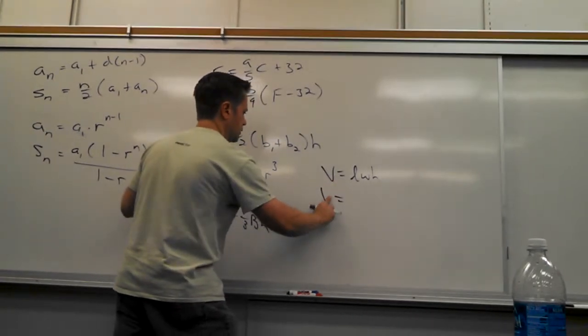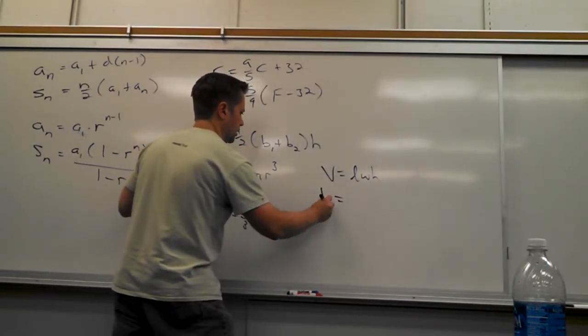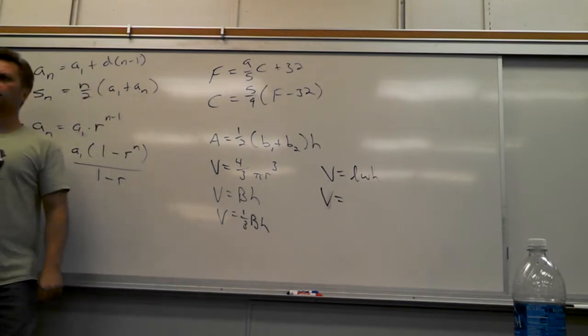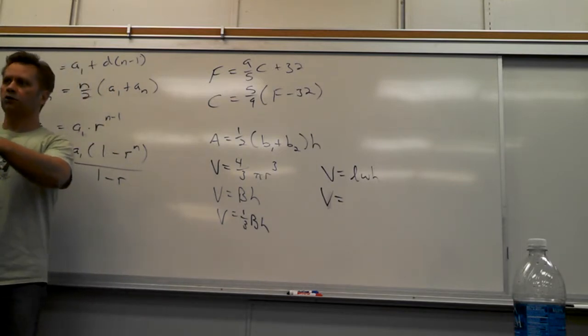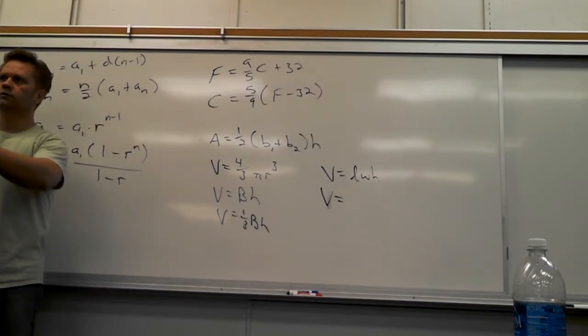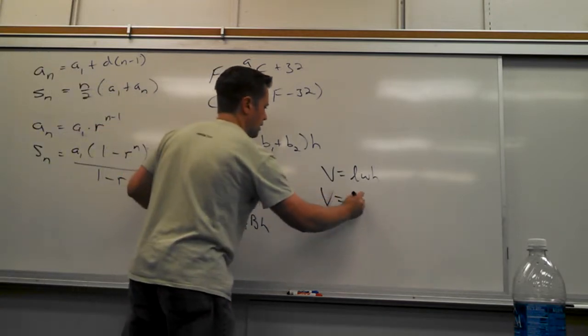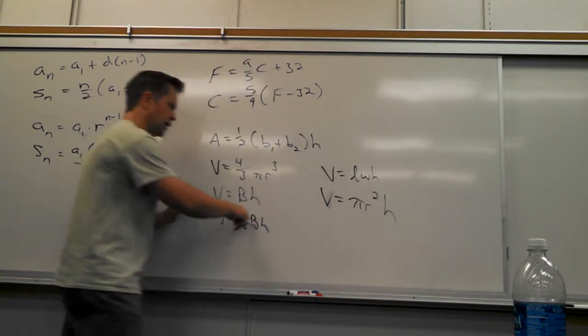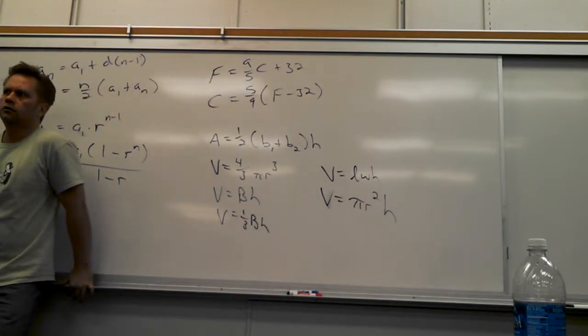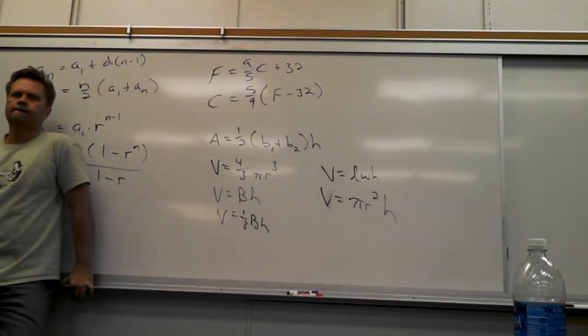What's the area of the base? What's the base of a cylinder? What's the shape of the cylinder's base? Circle. What's the area of a circle? Pi r squared. Great. So we replace big B with pi r squared times the height. There's the formula for a cylinder. It's crazy.